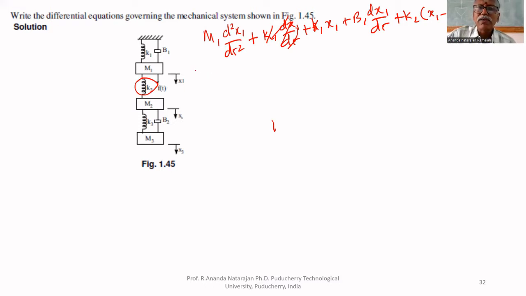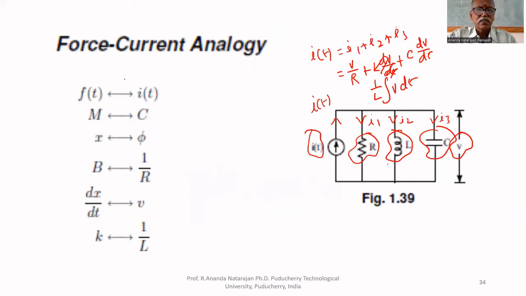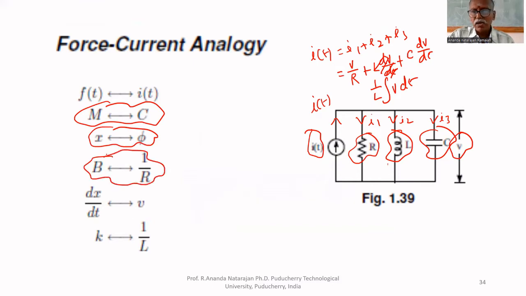So now we can write in terms of the force current analogy. In the force current analogy, M is identical to C, x is identical to flux, B is identical to 1 by R, dx by dt equal to V, which we have already seen, and K equal to 1 by L. Earlier, B was equal to R. Now, B is equal to 1 by R.